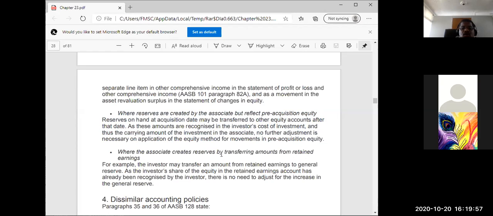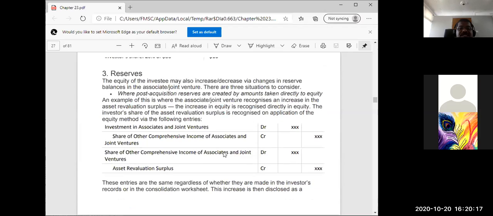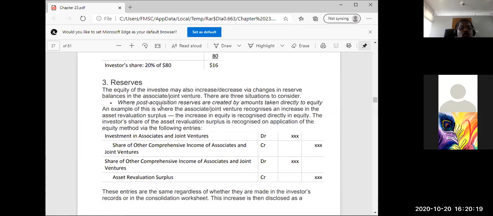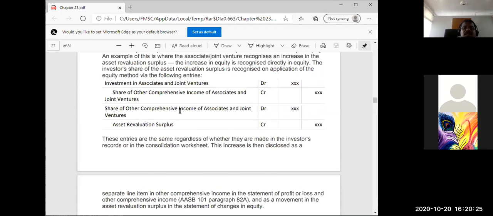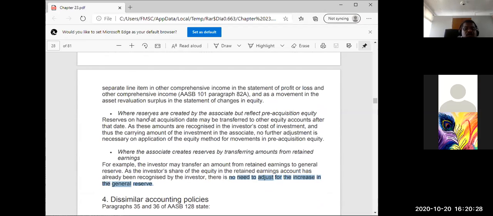Third, where the associate creates a reserve by transferring an amount from retained earnings to general reserve, you just transfer. No need to adjust the investment. So you are making entries only for the first category, where post-acquisition reserves are created by amounts taken directly to equity. Under this method only, we put double entries. Under the other two, no entry. What are the no entry cases? Pre-acquisition equity increase and also transfers to the reserves.